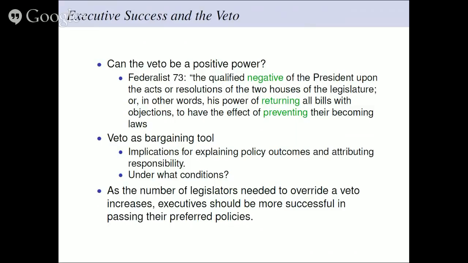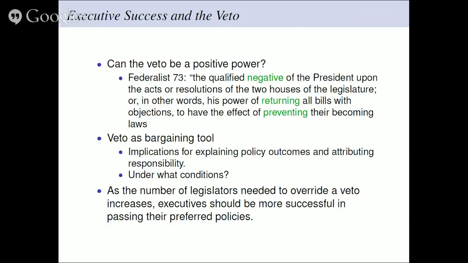Okay. We usually conceive of the veto as a negative power, that is, the ability for the governor to stop something. And in fact, again, we come back to Hamilton in Federalist 73. He talks about the negative, the power of the veto to return bills, preventing their becoming law. But can we think about the veto as a positive power, as a bargaining tool for the governor? And this is important because this has implications for how much governors get when they bargain with legislatures, how much legislatures get, and it has implications not only for policy outcomes, but for attributing responsibility for policy outcomes, for the popularity of the legislature versus the executive.